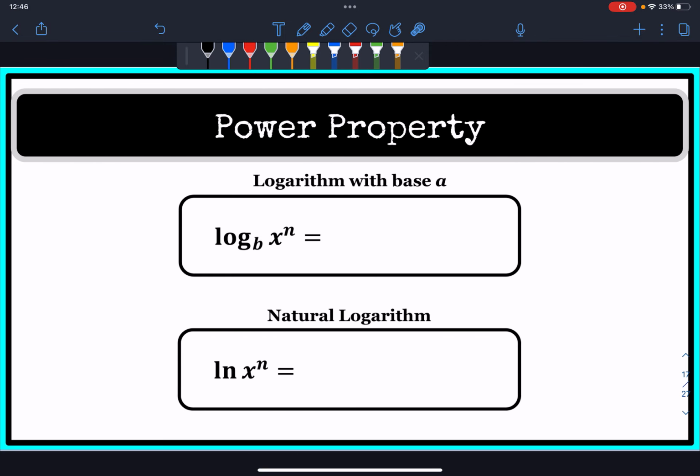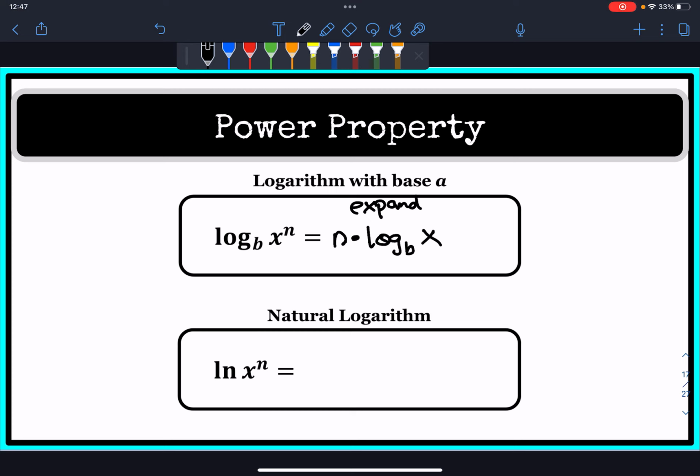Now the last property is called the power property. This one is kind of weird because on the other ones, the expanded form gives us more logs. On this property, we don't have more logs when we expand it. The expanded form puts this exponent to the front of our log. So we have the log base b of x to the n power. The expanded form of that would be the n multiplied with the log base b of our value x.